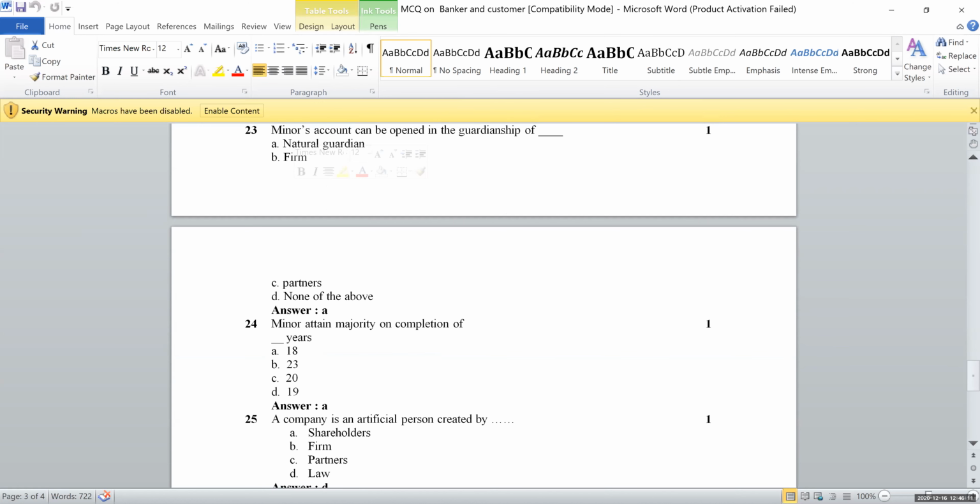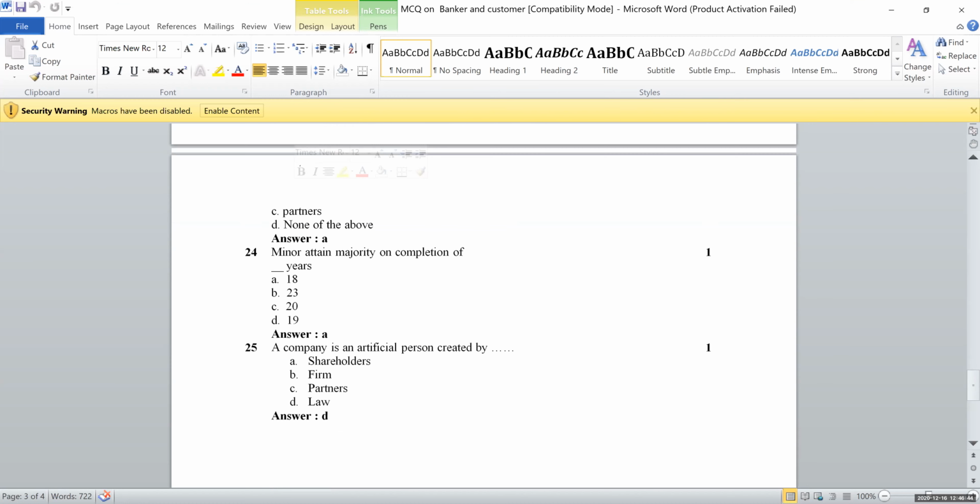Next, a minor's account can be opened in the guardianship of a natural guardian. So we can open the minor account in the guardianship of a natural guardian. The guardian can open the minor account in the name of their child. Then a minor attains majority on the completion of 18. Then a company is an artificial person created by law.